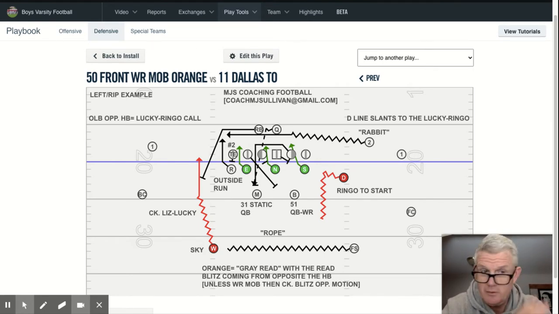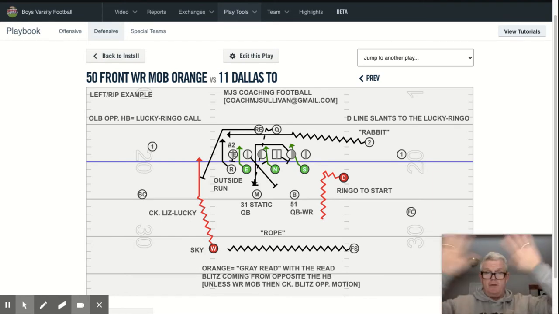It's just simply orange is the call. And what orange means, that one word, is it's the front, it's the line stunt, it's the read blitz, and it's the coverage. It's all of that.